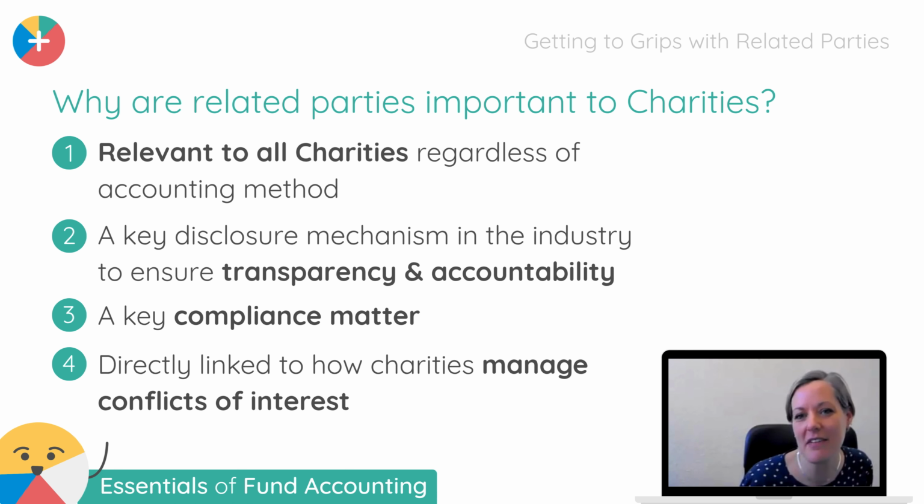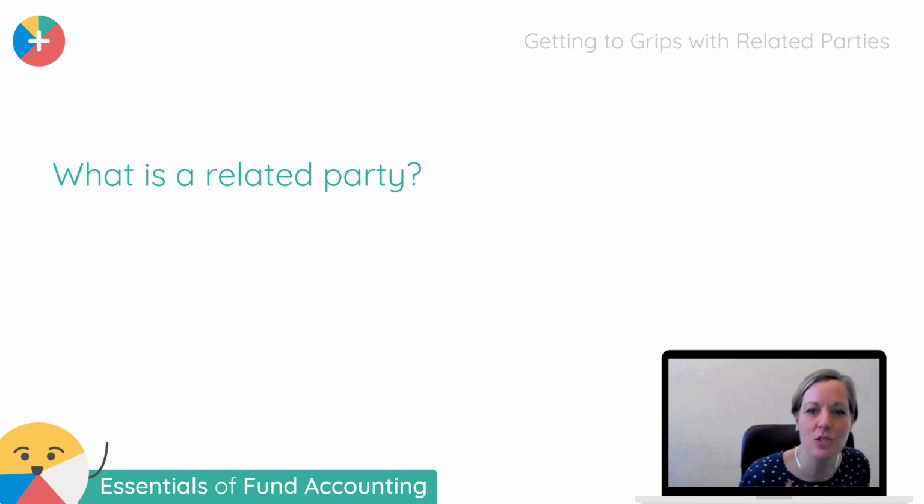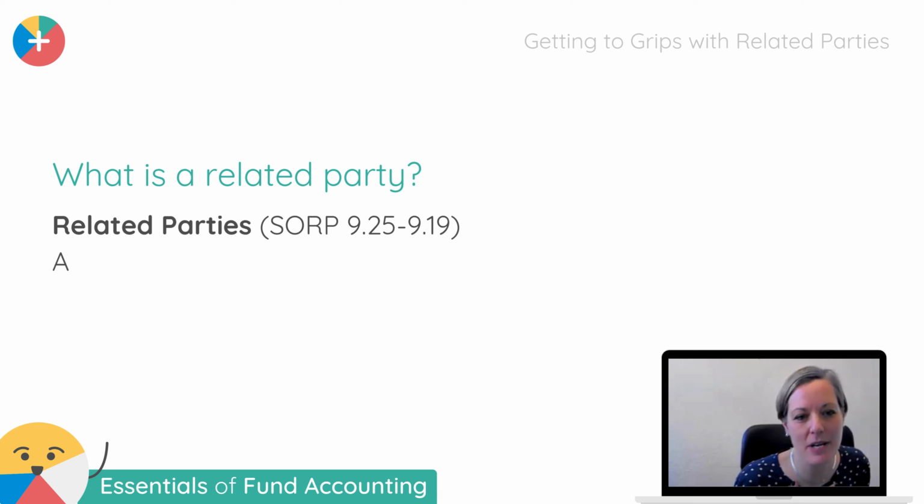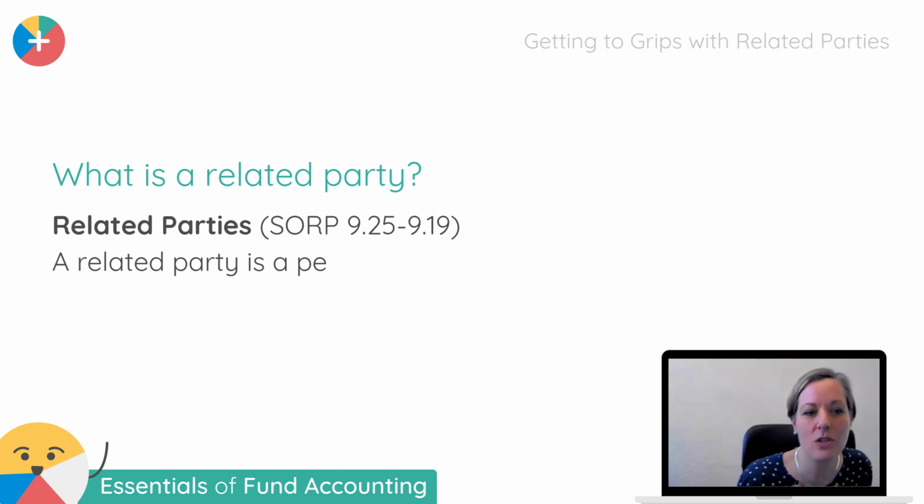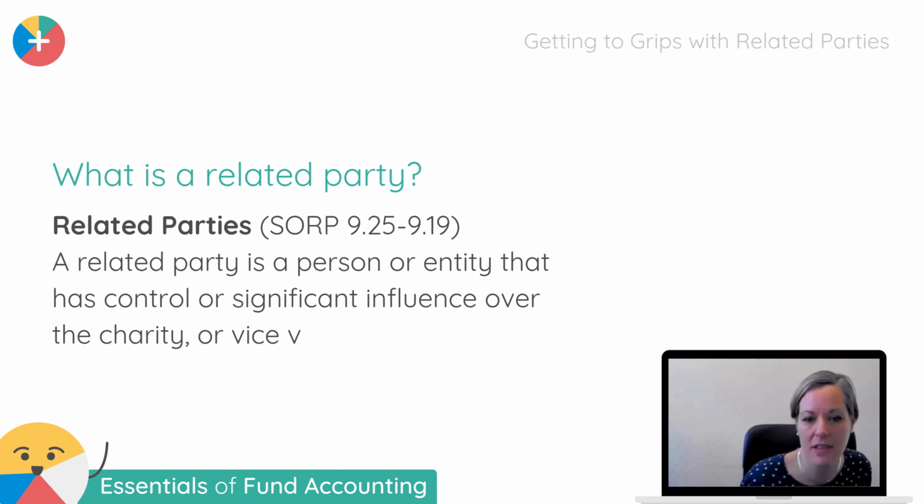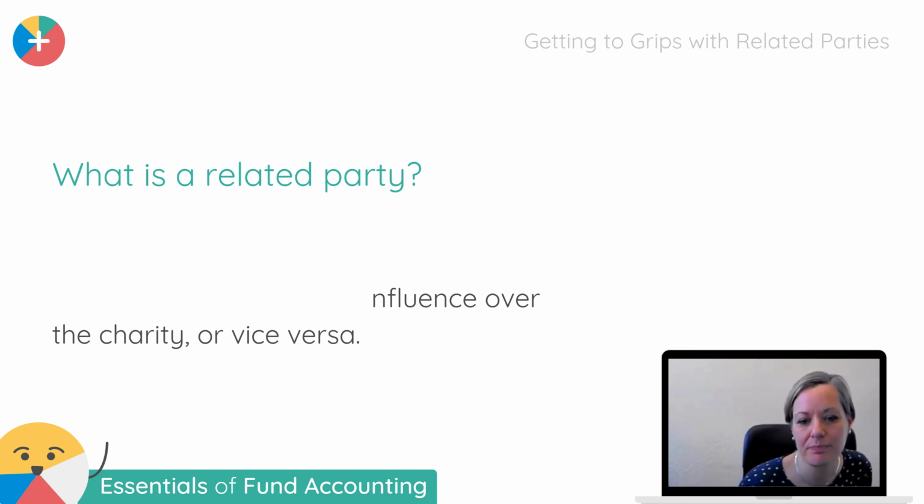So let's look at the definition of a related party. And this is the SORP definition of a related party. So the related party is a person or entity that is in control or has significant influence over the charity, or vice versa. So typically we'd be looking at the trustees of the charity who make the main decisions.